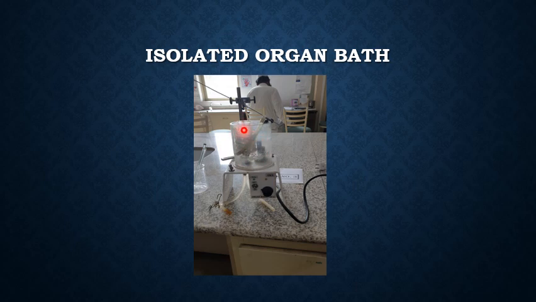The inner chamber is the part where the ileum is placed. It is also known as the isolated organ bath, because in that equipment the intestine, which is an isolated organ, is placed inside the inner chamber. One end of the intestine is attached to the base of the equipment and the other to the pointer. So when the intestine contracts, the pointer moves.